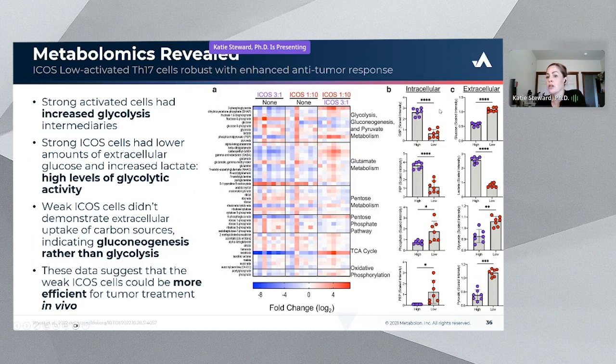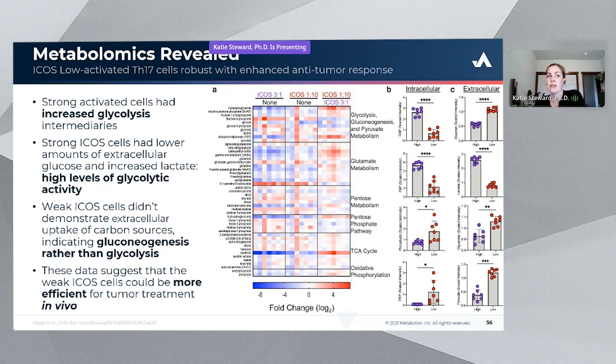They also analyzed the extracellular supernatant from these different cell cultures, and they were able to show that the weakly activated cells didn't show carbon scavenging and uptake as much, which indicated gluconeogenesis rather than glycolysis in the pathways. They also demonstrated that the ICOS cells had increased levels of lactate, which you can see, which is really indicative of higher levels of glycolytic activity. So taken all together, these data suggest that weakly activated ICOS T cells would be more effective in vivo than strongly activated T cells because they're taking up less carbon from their surroundings.